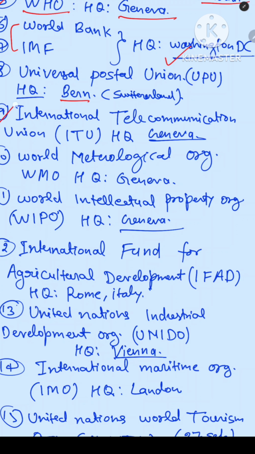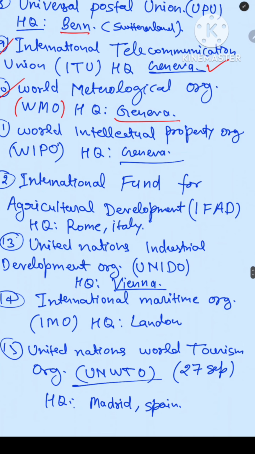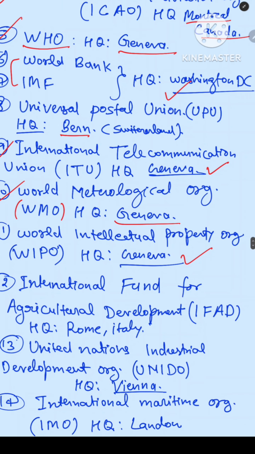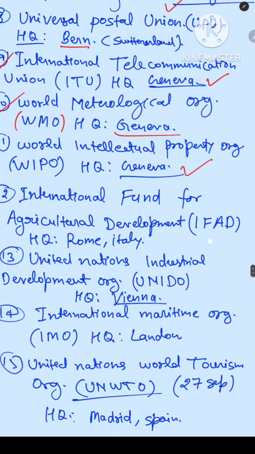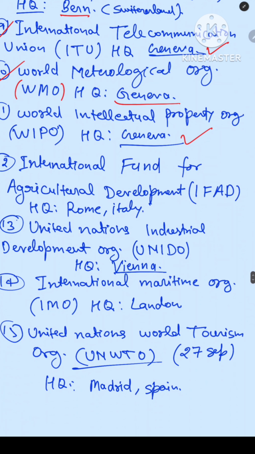Ninth is the International Telecommunication Union. Again, this organization's headquarters is in Geneva. Geneva has so many headquarters, so remember this. And the World Meteorological Organization, WMO, its headquarters is in Geneva. The World Intellectual Property Organization, again in Geneva. So many organizations have headquarters in Geneva, like ITU, WMO, WIPO. So remember this.